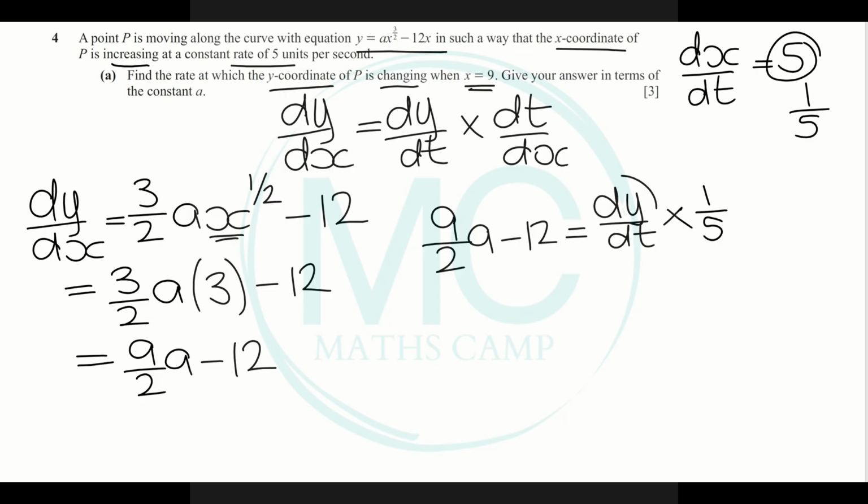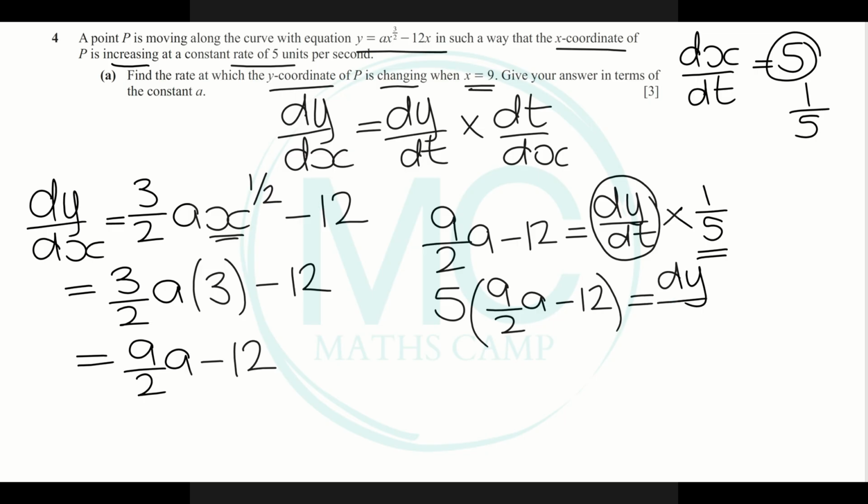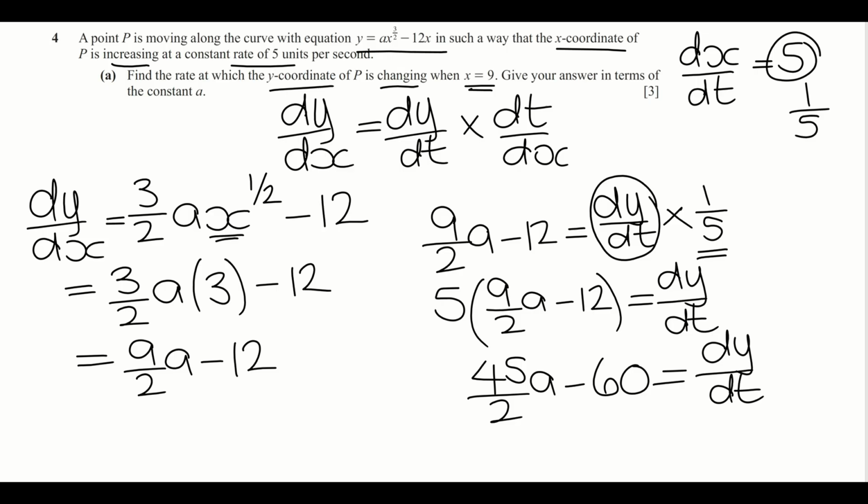We want to find dy/dt. But to find out its value, we need it by itself on one side of the equal sign. So we need to move 1/5 to the left. Let's divide by 1/5, which means we're multiplying by 5. So on the left, I'm going to have 5(9/2 a − 12) is equal to dy/dt. Now I can expand the bracket, and I get 9 multiplied by 5, which is 45, over 2a minus 5 multiplied by 12, which is 60. This is the value of dy/dt in terms of a.